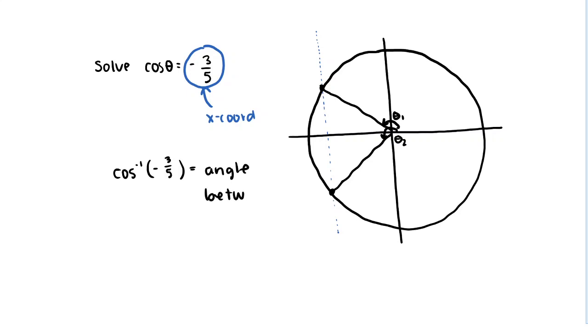And just like sine inverse gave us back one angle, there's many different solutions to this equation, but sine inverse gave us back an angle between negative pi over 2 and pi over 2. Cosine inverse is only going to give us back an angle between 0 and pi. Right, so it's going to give us back an angle in this region here. So it's going to give us back, again, theta 1.